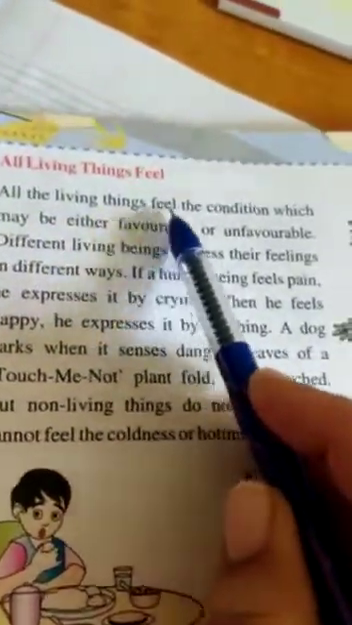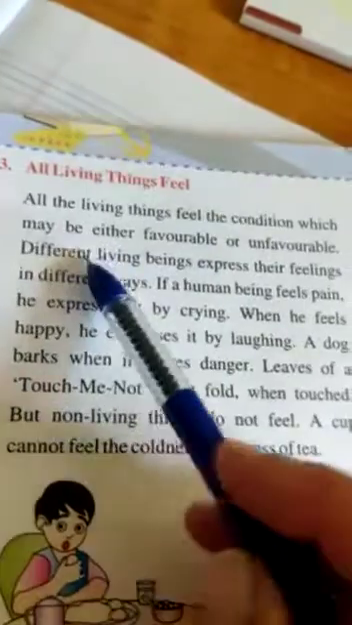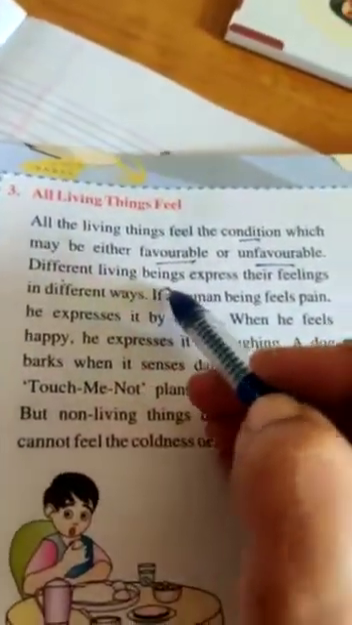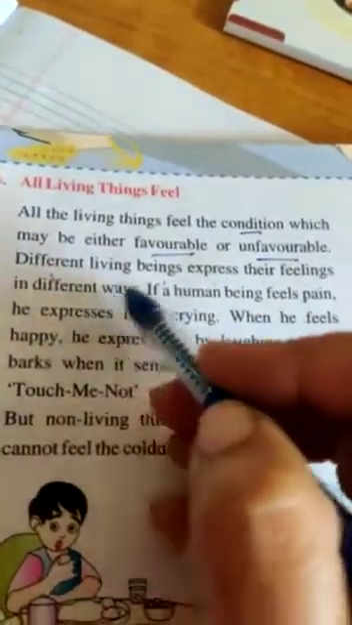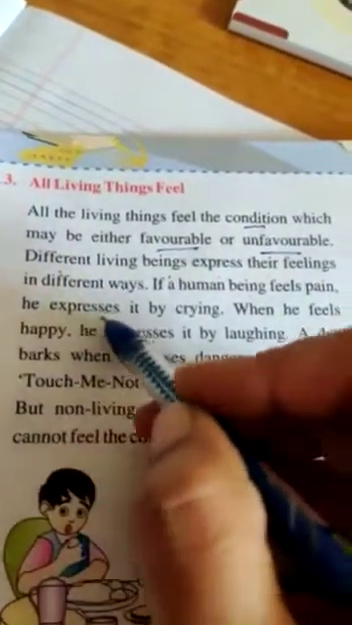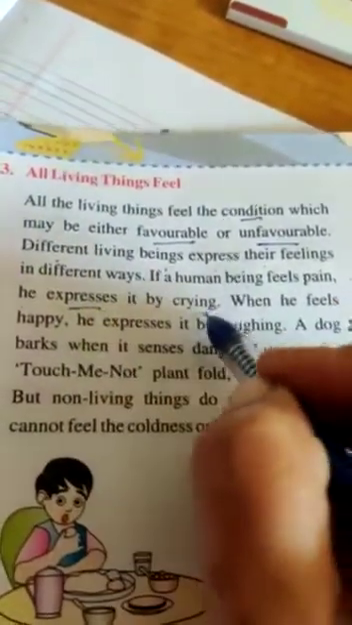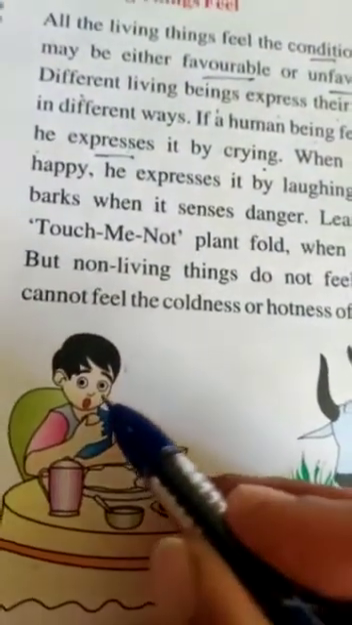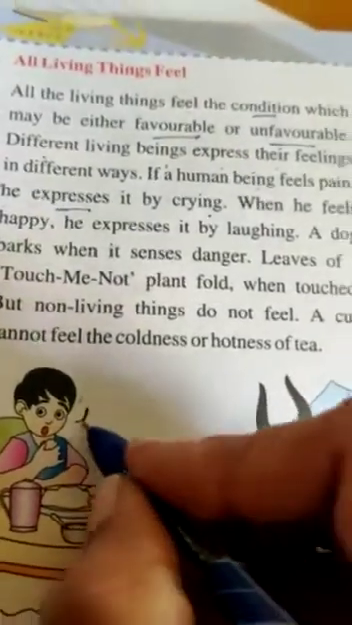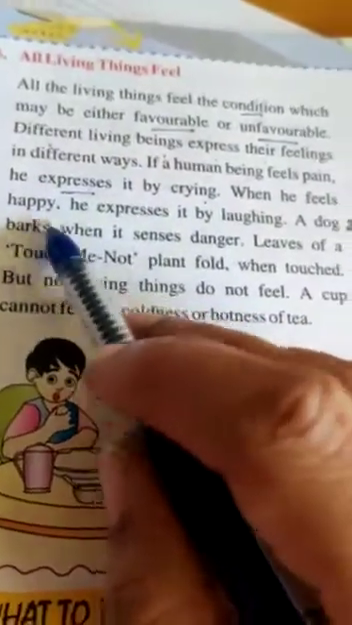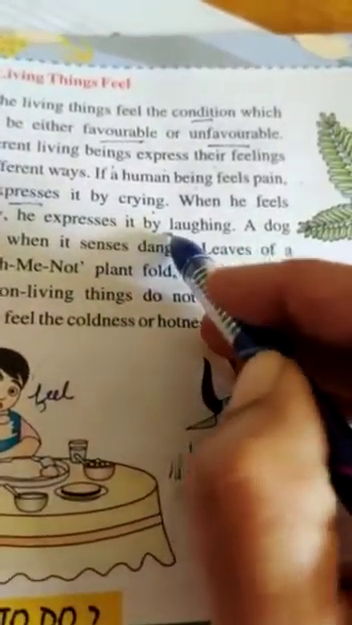All living things feel. All the living things feel the condition which may be either favorable or unfavorable. Different living beings express their feelings in different ways. If a human being feels pain, he expresses it by crying. So if you're very sad, your mama has given you some food which you don't like, you become very sad. So you feel. Human beings can feel. When he feels happy, he expresses it by laughing.